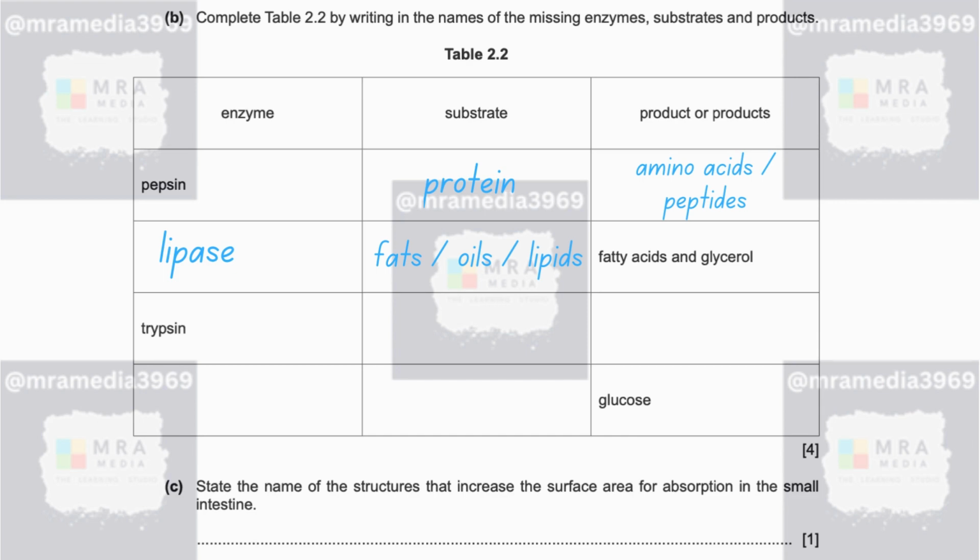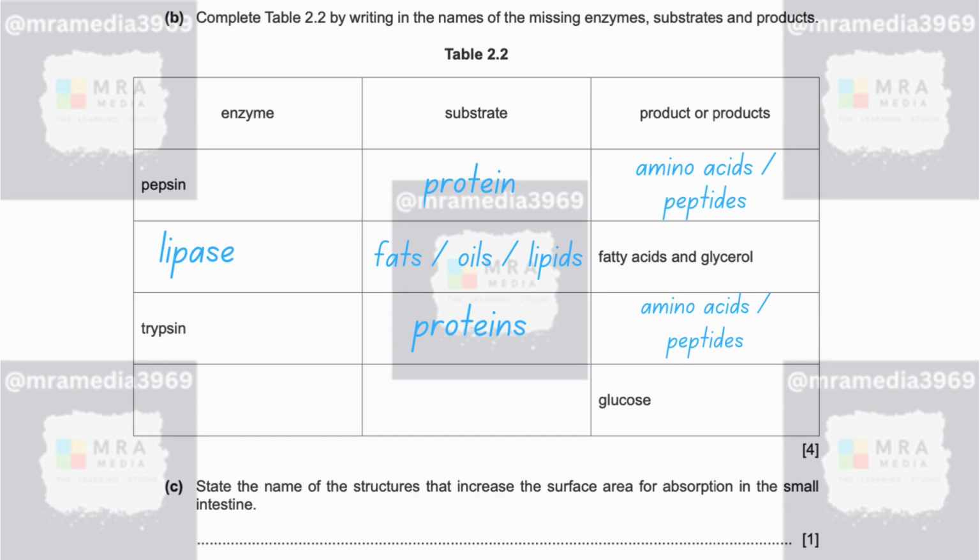Next up, the enzyme trypsin. Well, trypsin is a digestive enzyme primarily produced in the pancreas and involved in the breakdown of proteins into smaller peptide fragments. Its main substrate is proteins and the products, therefore, are amino acids or peptides.